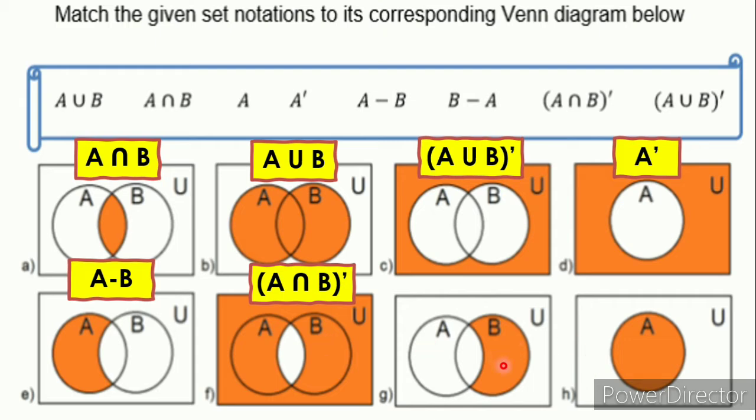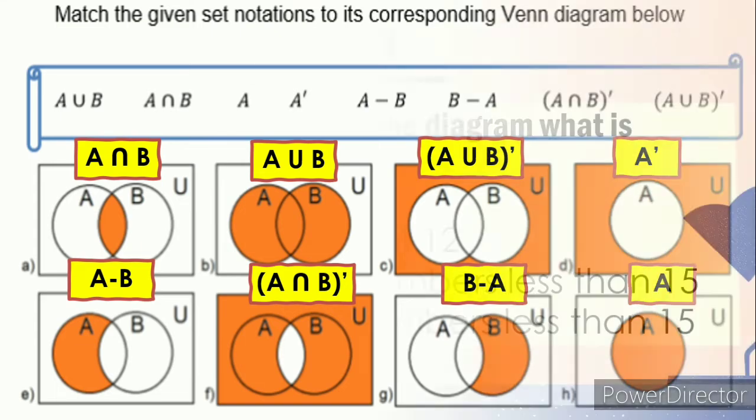Next, let's have letter G. In this Venn diagram, this is the only shaded part of set B. So it means this is the set B minus A, or the difference between set B and set A. Next, we have the set A. All elements in set A.